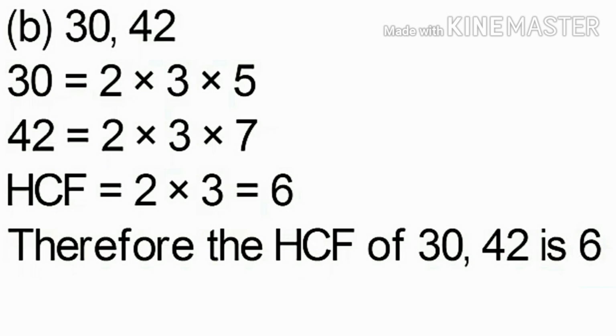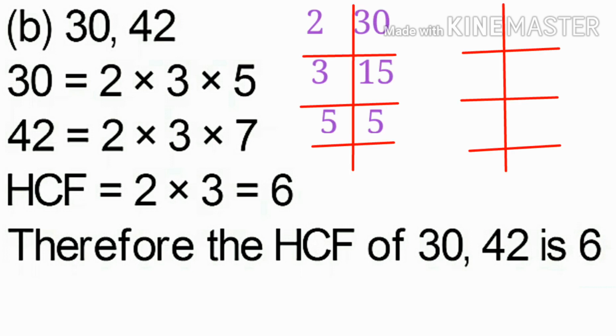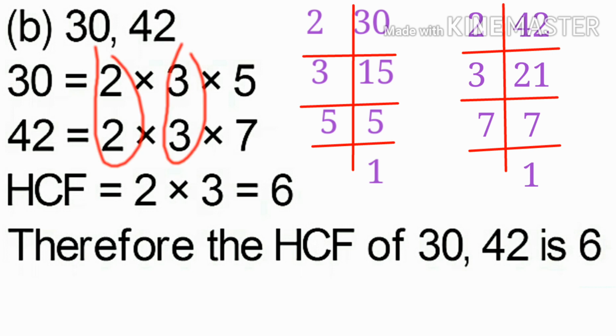Students, over here I'm going to write all the prime factorization terms. For 30 we'll get 2 into 3 into 5, and for 42 we'll get 2 into 3 into 7. Now we'll find out the common terms. The common terms would be 2 and the second one 3. So after multiplication, 2 into 3 we get 6. Therefore the HCF of 30 and 42 is 6.